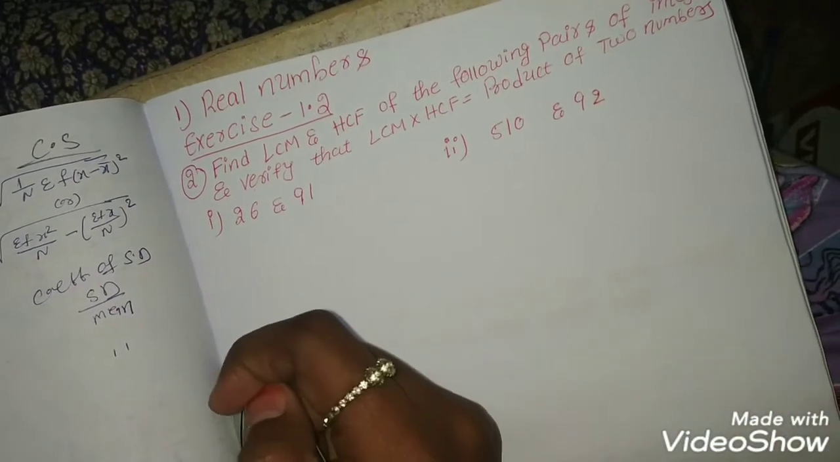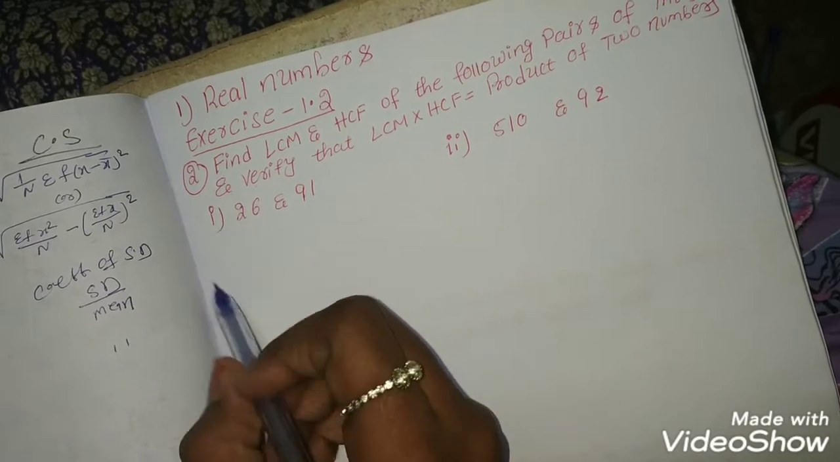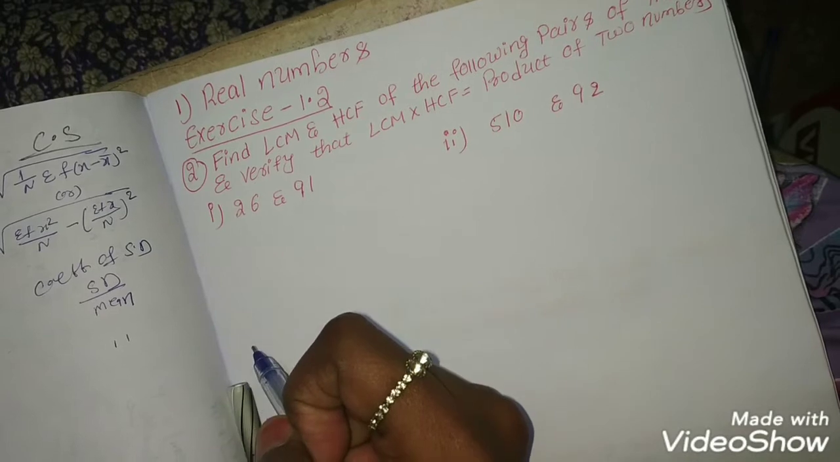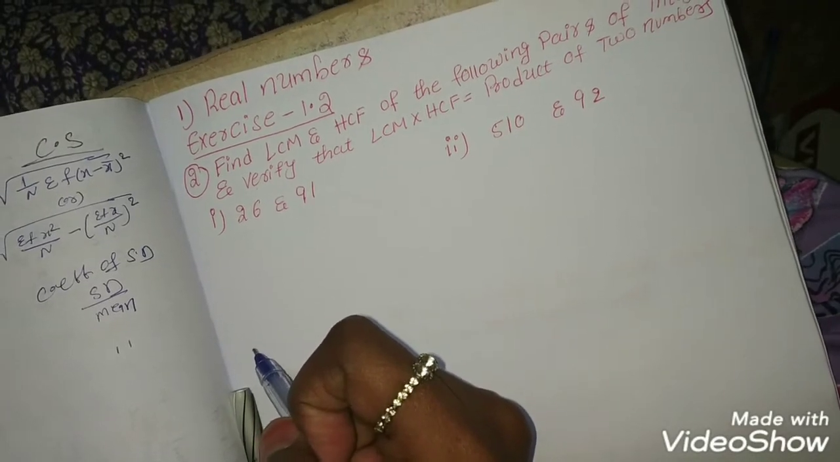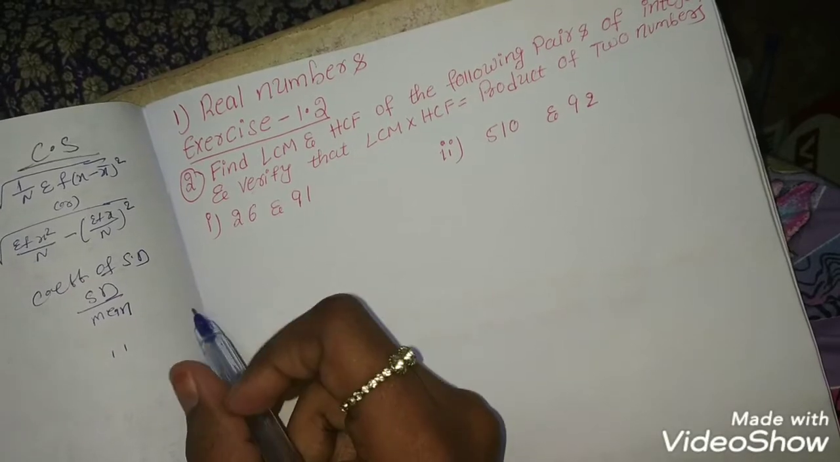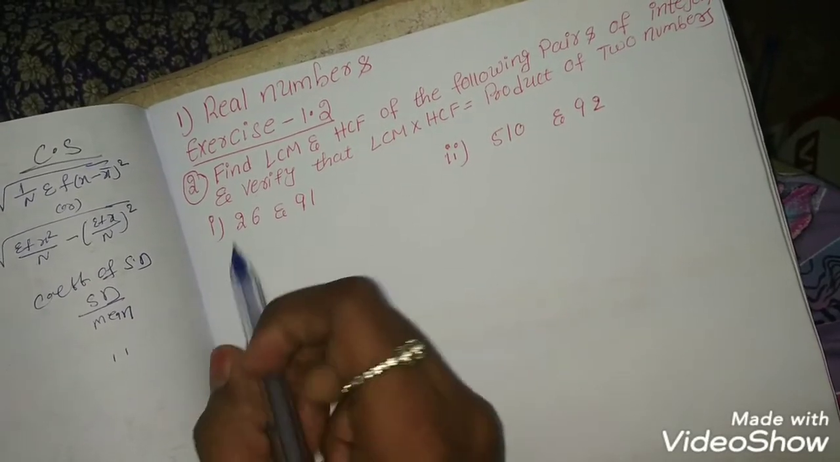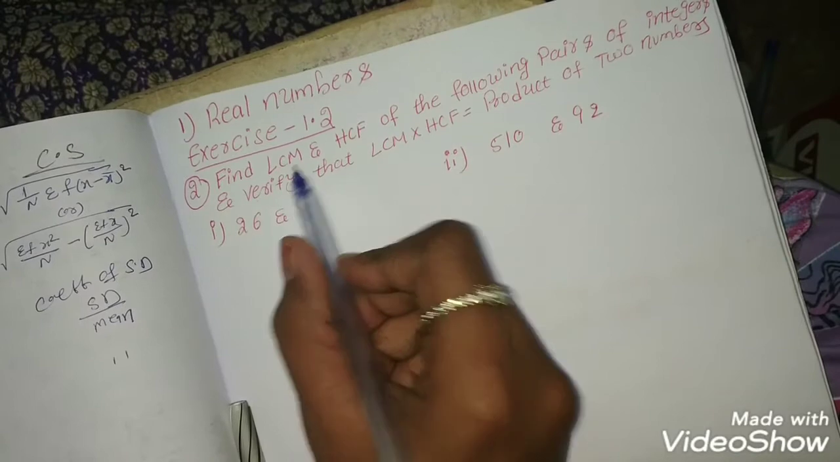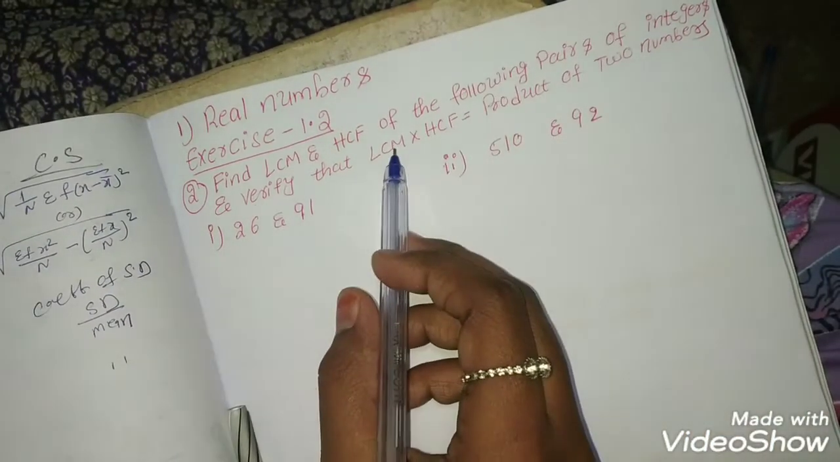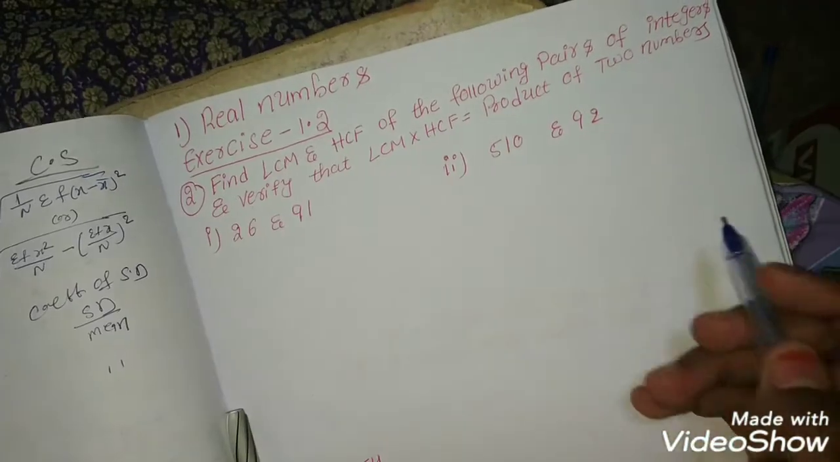So today our topic is in the real numbers, exercise 1.2, question number 2. Question number 1 we already discussed in earlier videos. If you have any doubts, you can check once. So let's start. Question number 2 says: find the LCM and HCF of the following pairs of integers and verify that LCM into HCF is equal to the product of the two numbers.